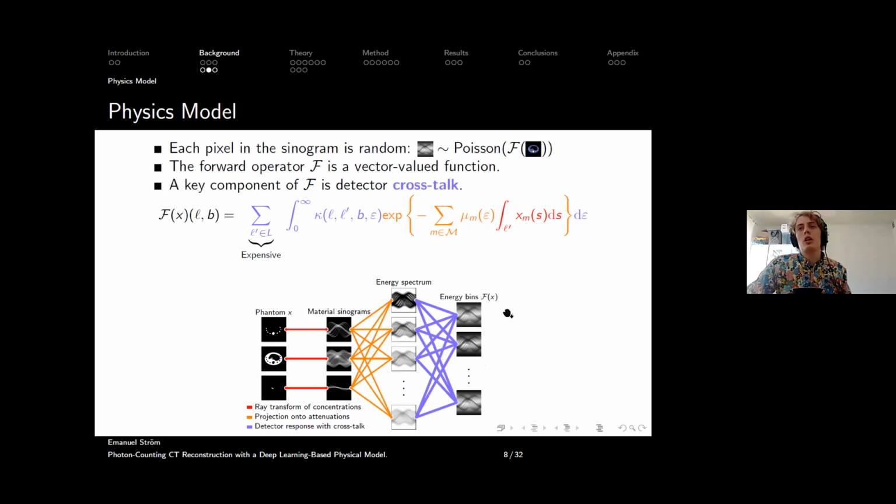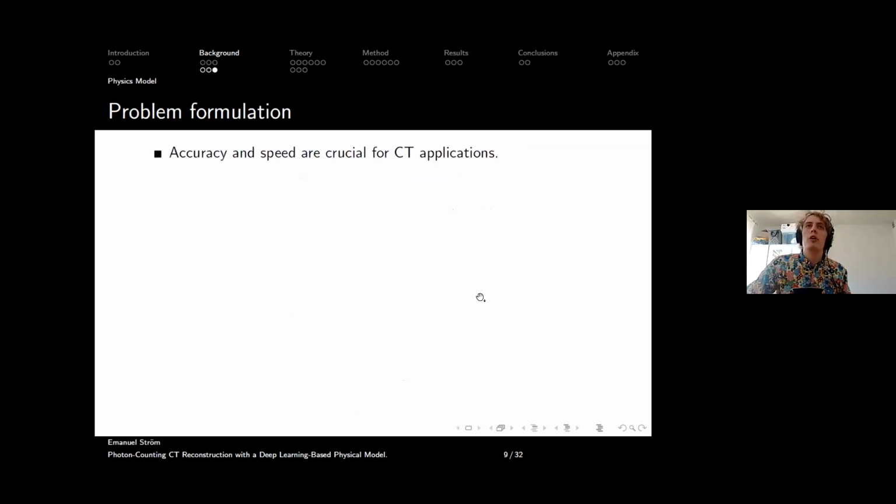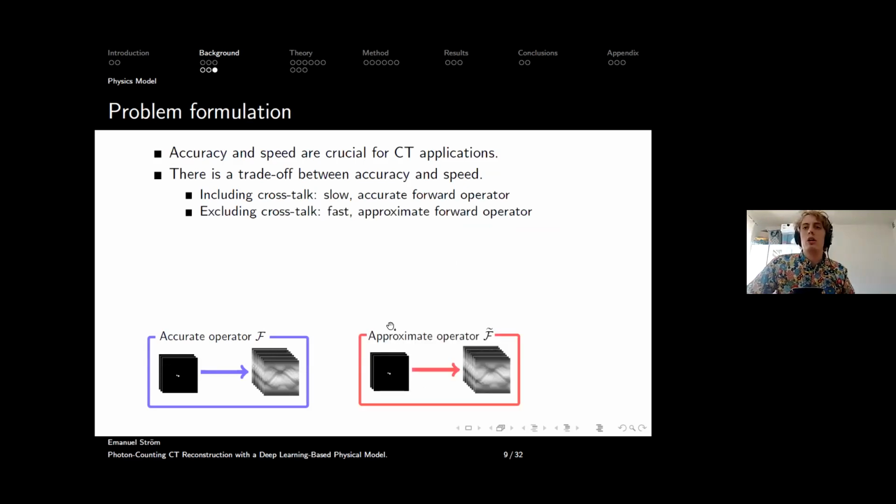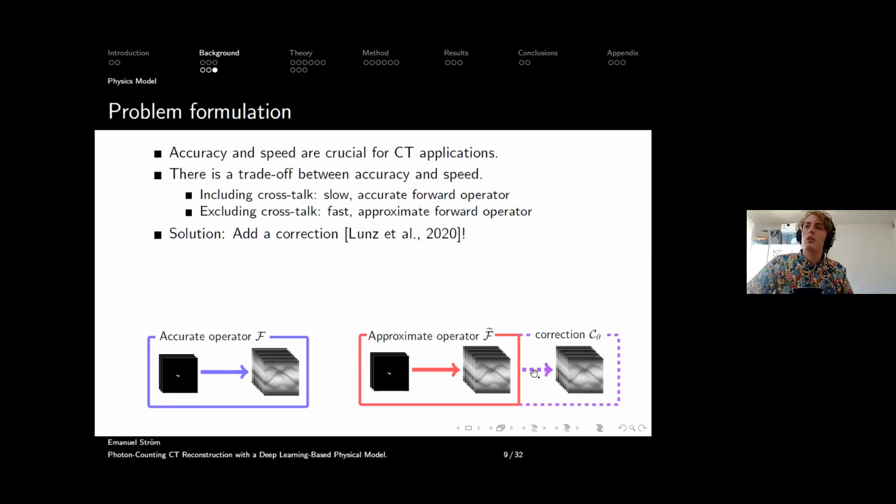Okay, so this is the main problem, right? We want accurate reconstructions, but we also want fast reconstructions. The unfortunate reality is that there is a trade-off between accuracy and speed when we are modeling these physical effects. If we add crosstalk, we get a very accurate forward operator, but it's also very slow to compute. When we don't include crosstalk, we get something that is less accurate, but also very fast. So the solution here, and this is where the deep learning comes in, is that we use this approximate forward operator and try to correct it with an additional function.